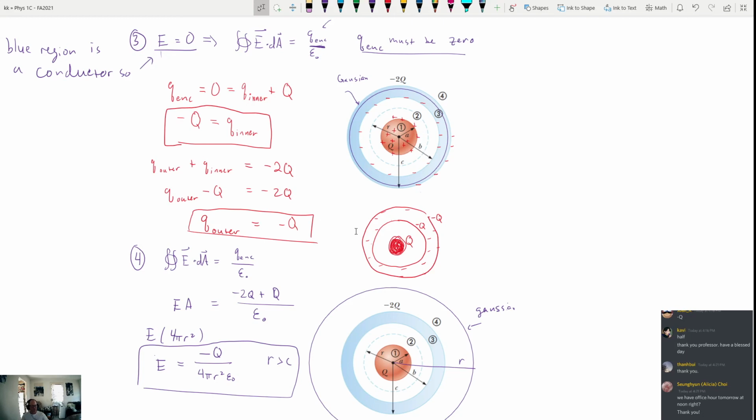I really thought we would get to electric potential today, but it takes so long drawing some of these pictures. There's not much I can do about it.